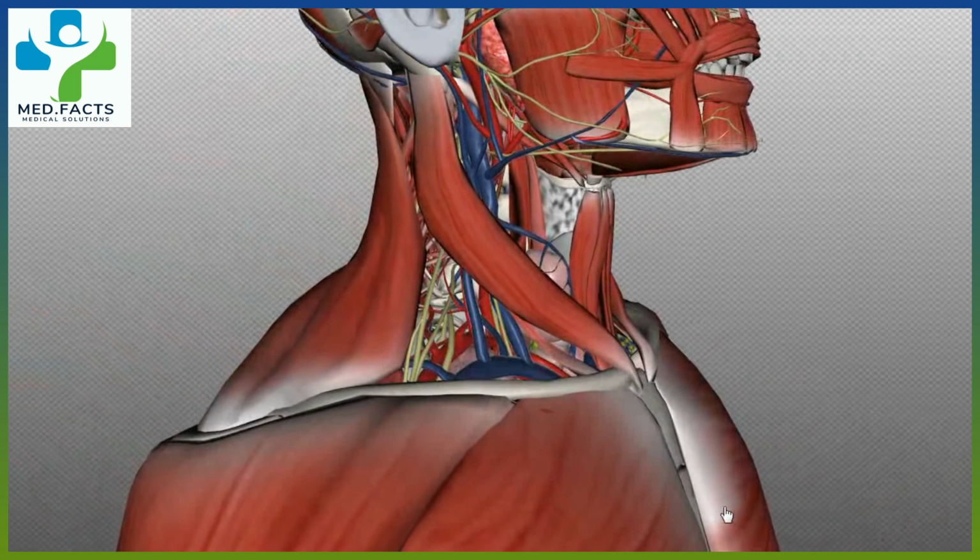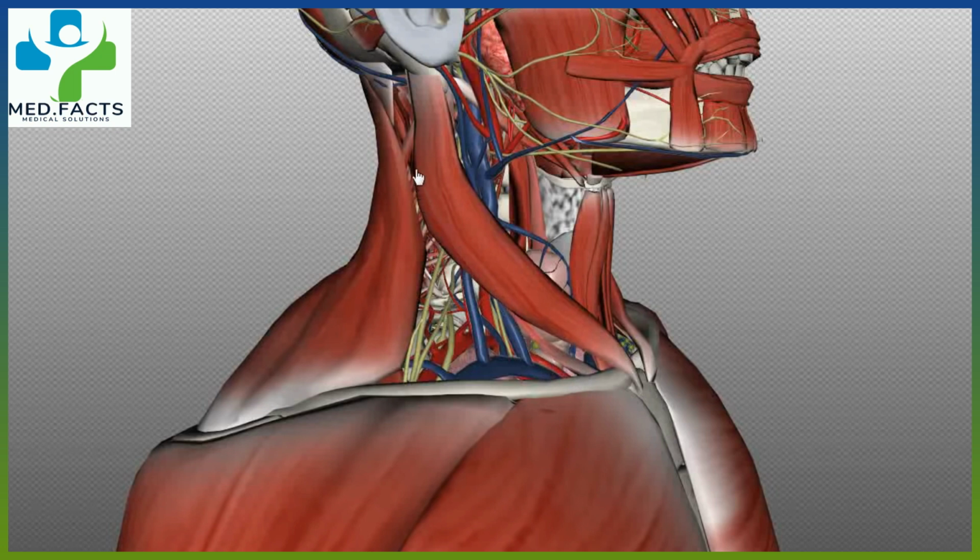So the apex of the posterior triangle is this bit of occipital bone just behind the mastoid process here. So you can see the triangle formed by the anterior margin of the trapezius, the middle portion of the clavicle, and then the posterior border of the sternocleidomastoid, with its apex just behind the mastoid process.